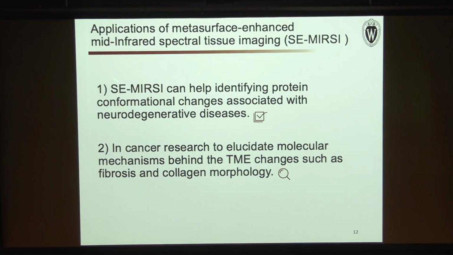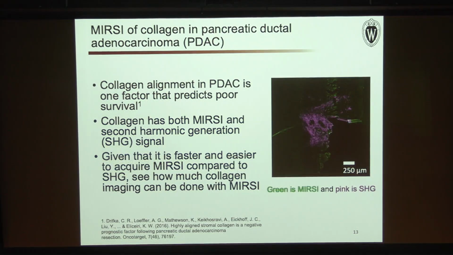So we believe CCBIR can help identify protein conformational changes. Why? Because we are decoupling the morphology of the tissue from the chemical information. And in cancer research, it can be useful to elucidate the TME changes such as fibrosis and collagen morphology.